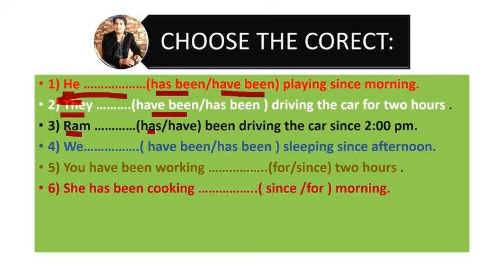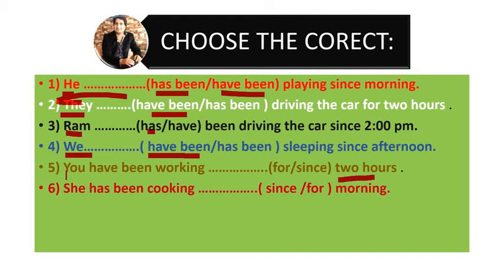Then we have another example, that is we. Here we is plural, so we can use we have been. The sentence will be: we have been sleeping since afternoon. In a similar manner, you have been working. Here a period of time is given, that is 2 hours. So 2 hours clearly indicates a period of time. So I can write this sentence like this: you have been working for 2 hours.